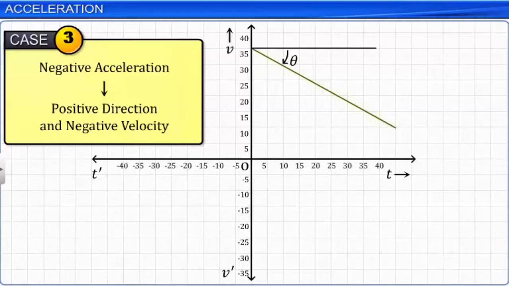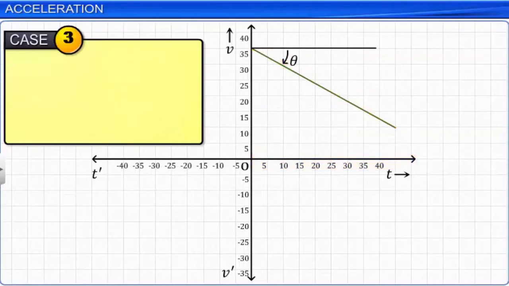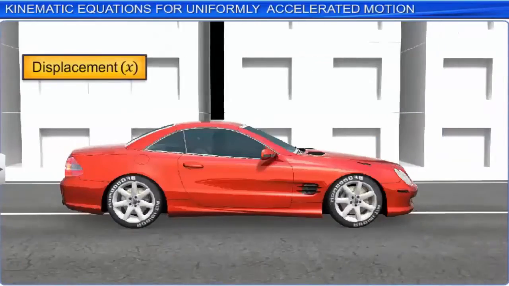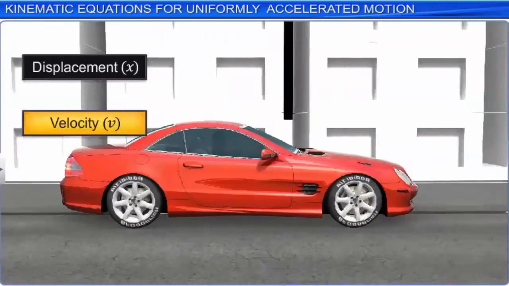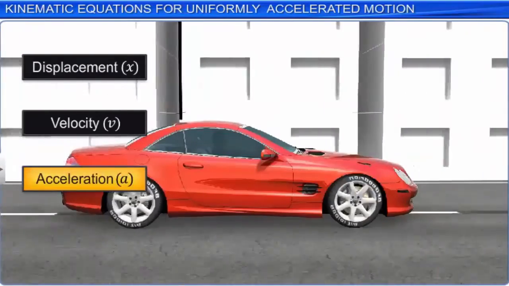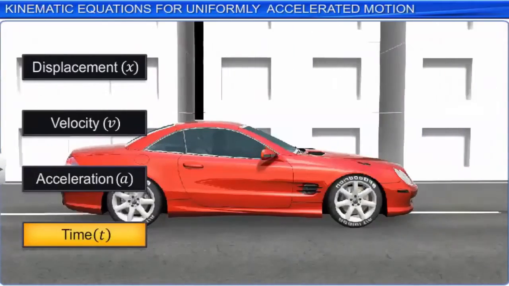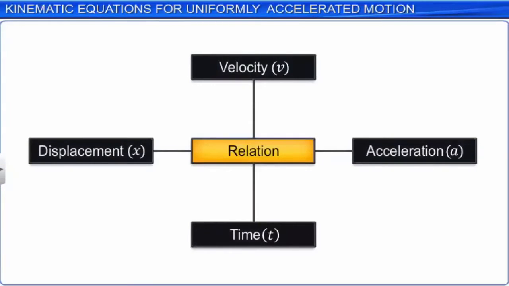Body with negative acceleration, that is, negative direction and positive velocity. The graph is an inclined line below the x-axis with downward inclination. Displacement x, velocity v, acceleration a, and time t are related. Let's derive how each term is related to the other.